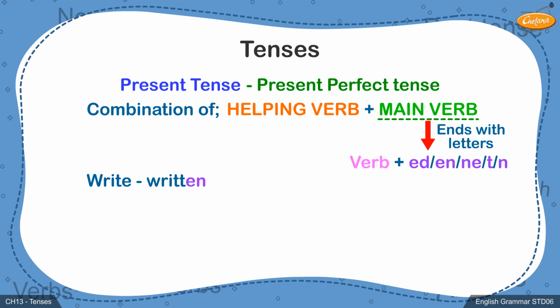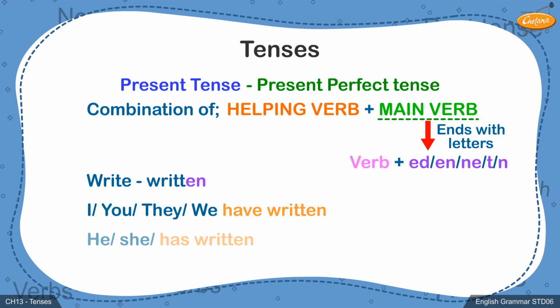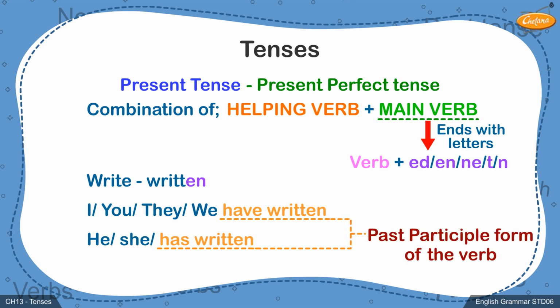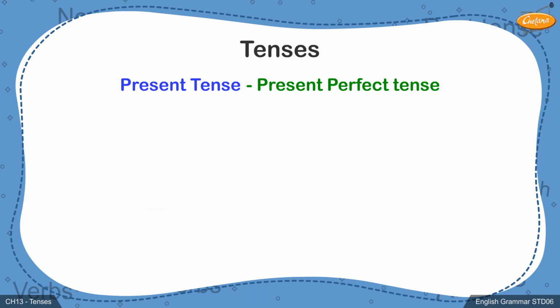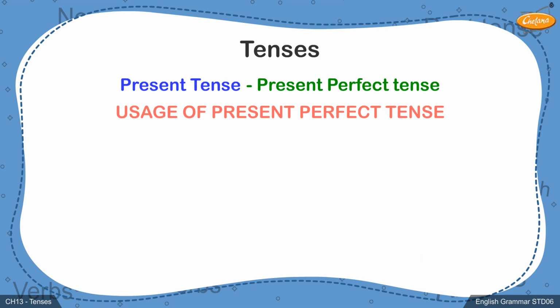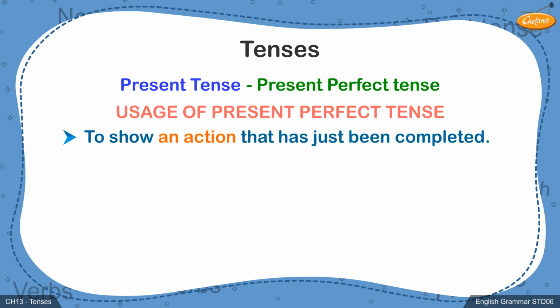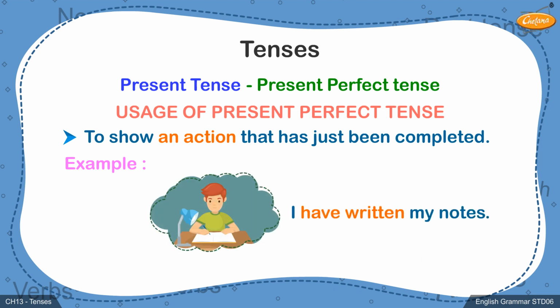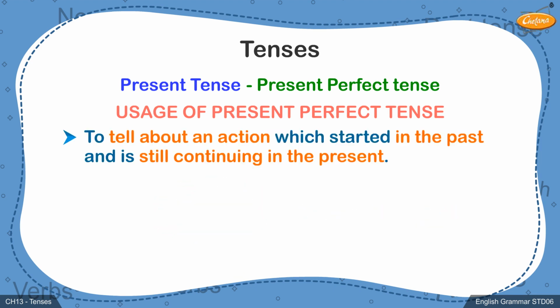The sentences would therefore be I or you or they or we have written. He or she has written. Have written and has written are the present perfect tense verbs. This tense form is usually used to show an action that has just been completed. Example, I have written my notes. To tell about an action which started in the past and is still continuing in the present.